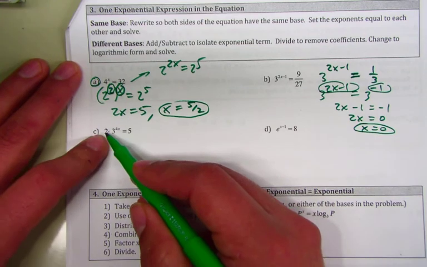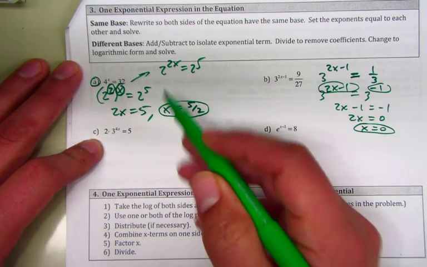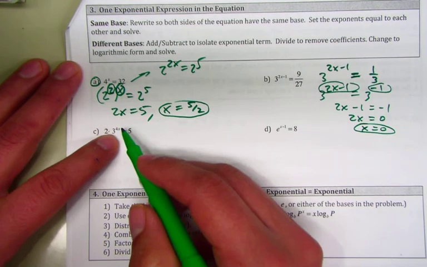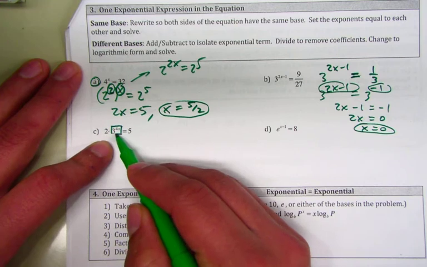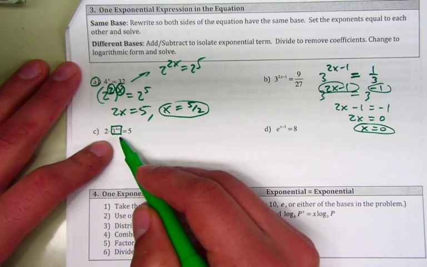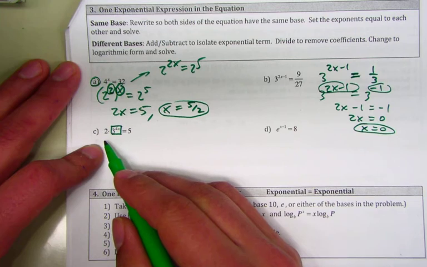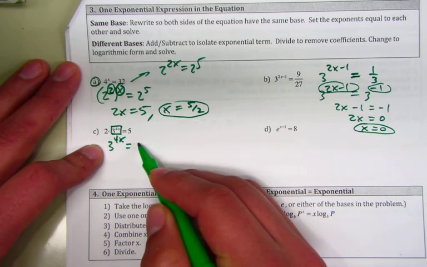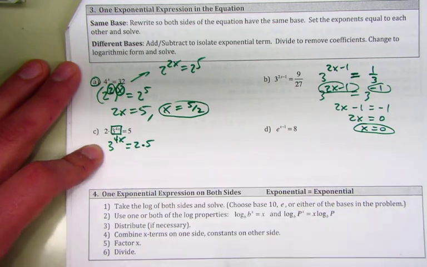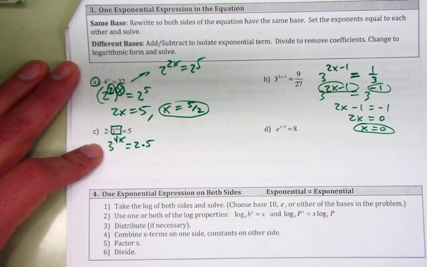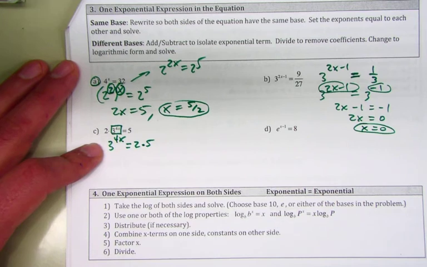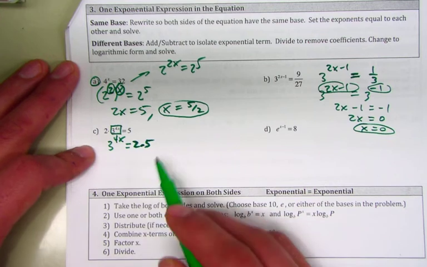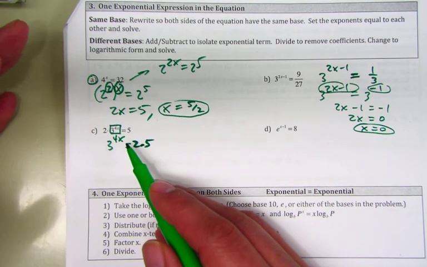This one: first, we have all different bases, 2, 3, and 5. You can't make any of those the same base. So now what we want to do is isolate the part where we have the exponent. So what can we do first? Divide by 2. So over here, 5 divided by 2 is 5 over 2, or 2.5, right? And now, that's 2.5. Here's where we need to use logs now.